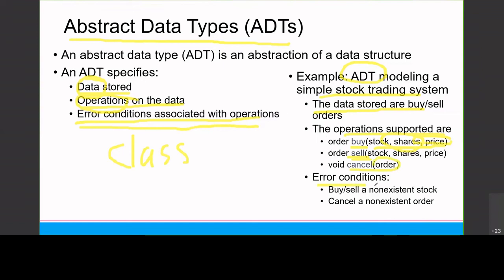Some of the error conditions might be like if the stock does not exist, or cancel a non-existing order. So maybe you want to cancel your order, but the order does not exist. Okay. So you can define those things in the abstract data types.